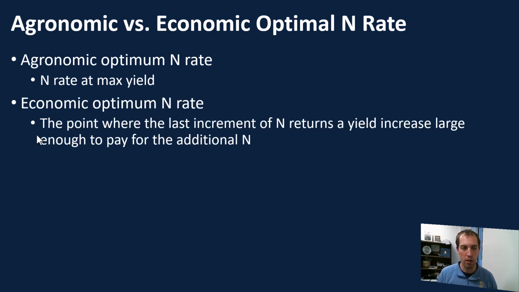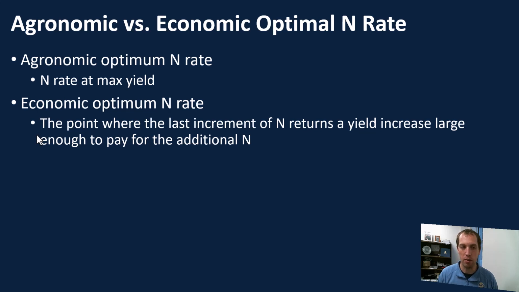As you can see here, you go ahead and read it. I'll explain a little here. It's the point where the increase in yield pays for the increase in nitrogen that we put on. So we want the nitrogen we put on to be paid for by that yield increase. Once that stops being paid for, that's our economic optimal N rate.